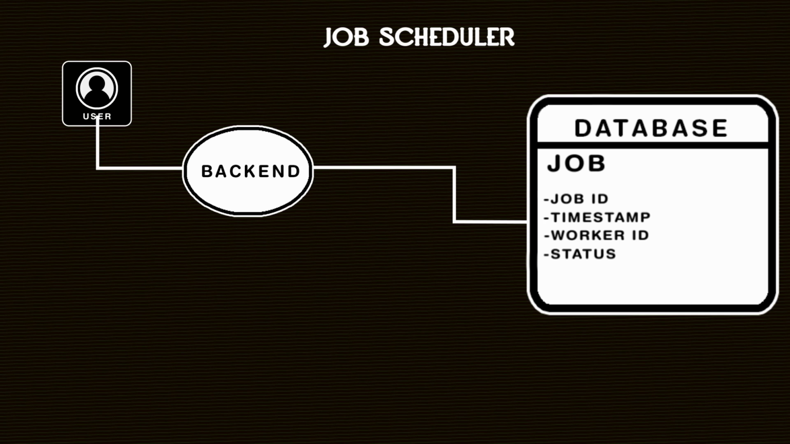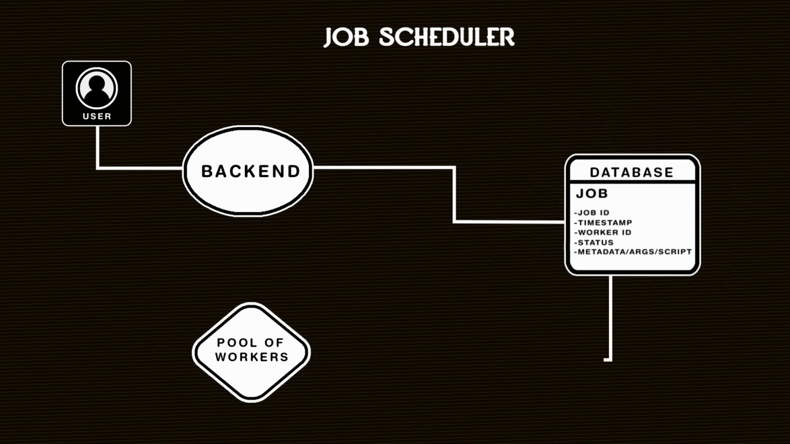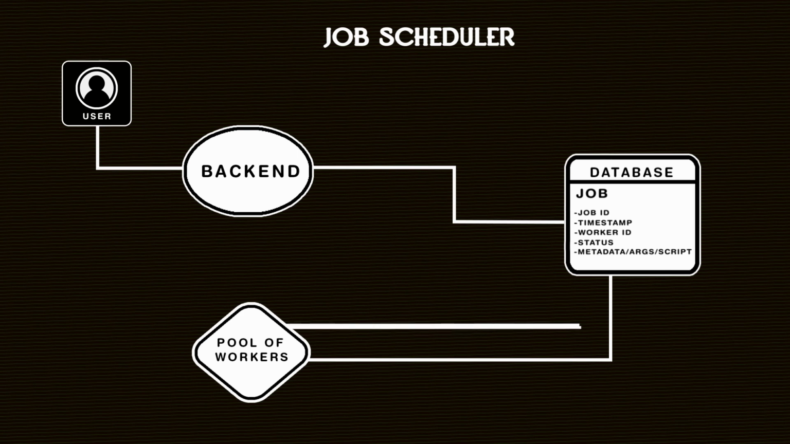And status is the status of the job, and we can also have some metadata argument, or maybe it can be a script, like the job can be a Python script or a shell script that needs to be run. So we will just save that as an extra argument in the table. Now what we will have is a pool of workers. These are just a set of machines that are going to poll the database, take the job from the database and run it on bare metal or on the cloud, and then update the database again.